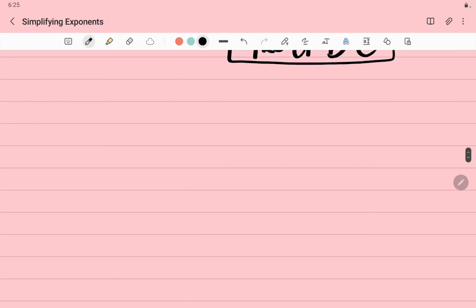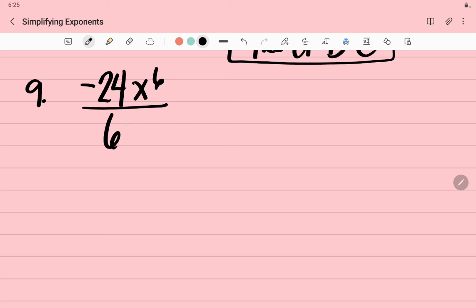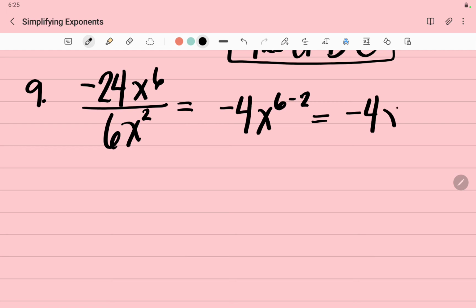Next, number 9. Negative 24x raised to 6 divided by 6x raised to 2. So we have now negative 24 divided by 6 is negative 4, and we have now x raised to 6 minus 2. Final answer, we have negative 4x raised to 4.